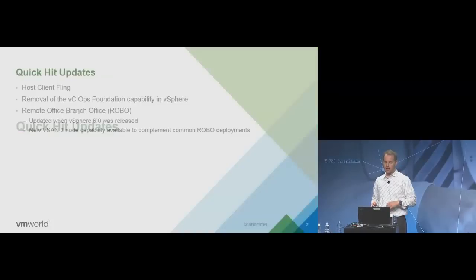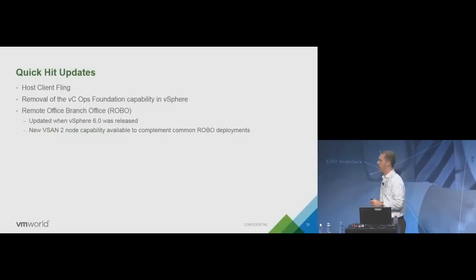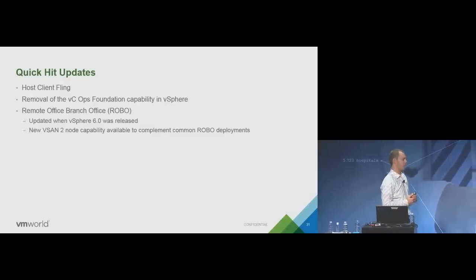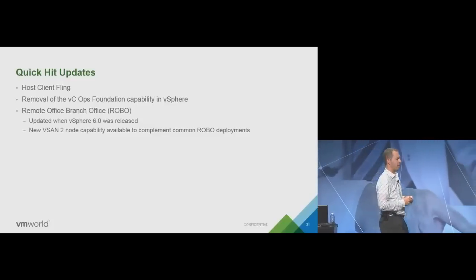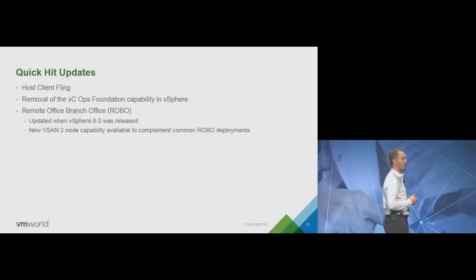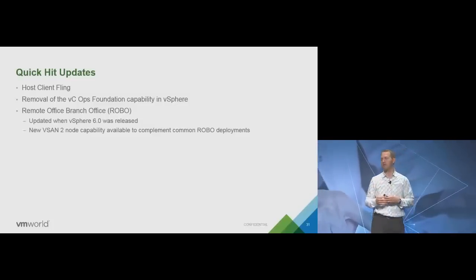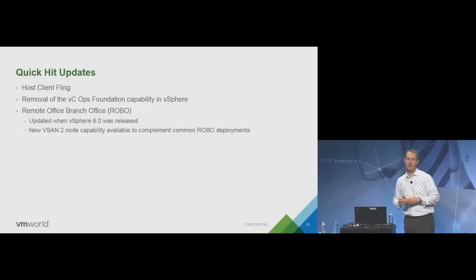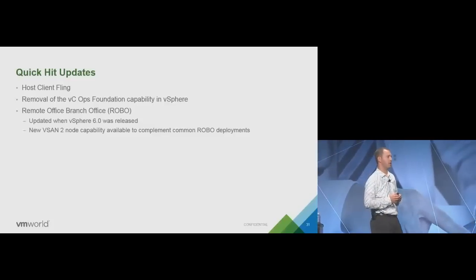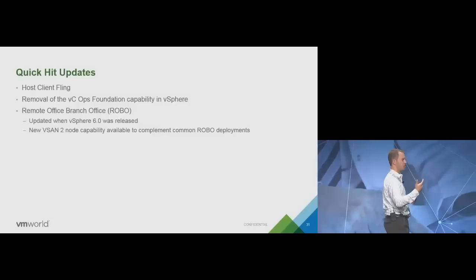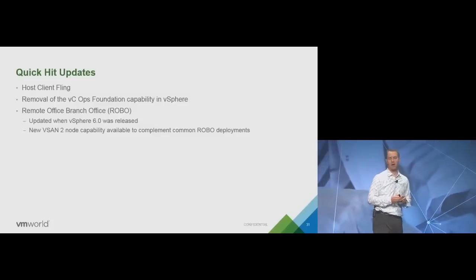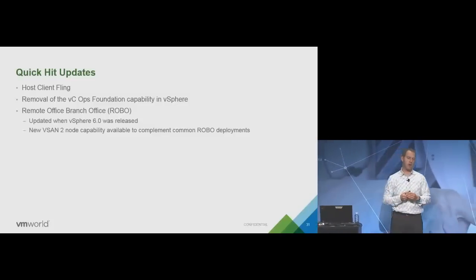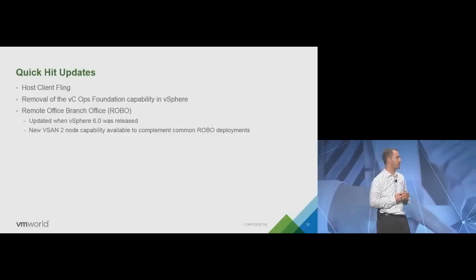Okay, a couple of quick hit capabilities that I wanted to make sure you're aware of. Number one, host client Fling. So many of you are asking questions, and we've talked about this a little bit around the move to HTML5 and trying to make things better from that perspective. Well, one of the things that we've introduced within the last 2 weeks is a host client Fling that you can go ahead and download. Remember, Flings have no official support characteristics to them, so use it with caution. But this has been by far and away the most utilized Fling that we've ever kicked out the door.